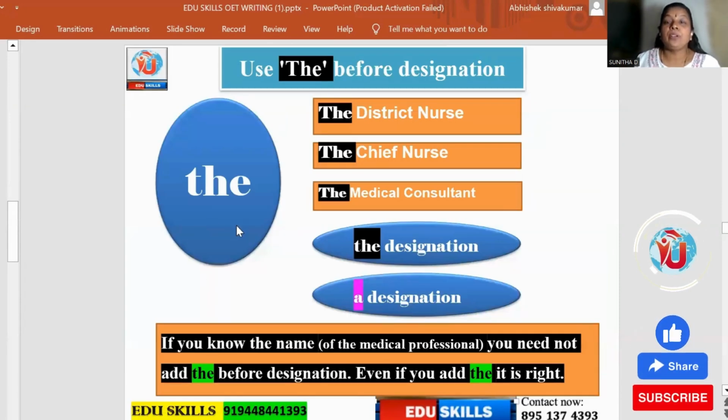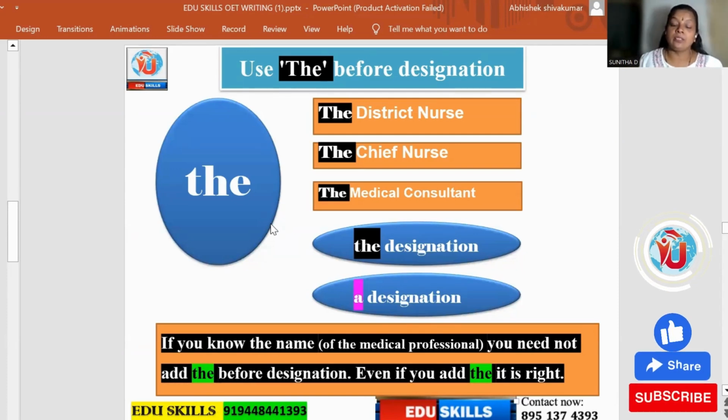Regarding the use of 'the' before the designation: normally if the name is not given, it would be better to use 'the' before writing the professional name or designation, for example the district nurse, the chief nurse or the medical consultant. If you know the name of the medical professional, you need not add 'the' before the designation. If the name is given in the writing task, there is no need to write 'the' while writing the address part. Even if you write it, it's not a problem. It won't be penalized.